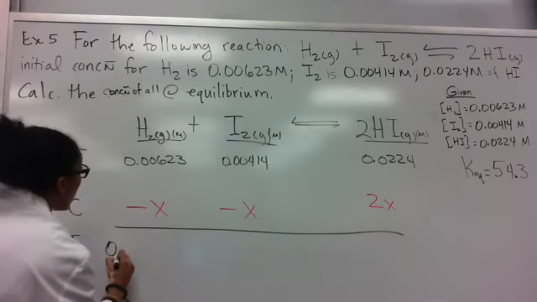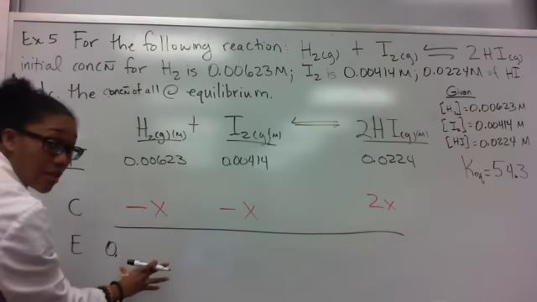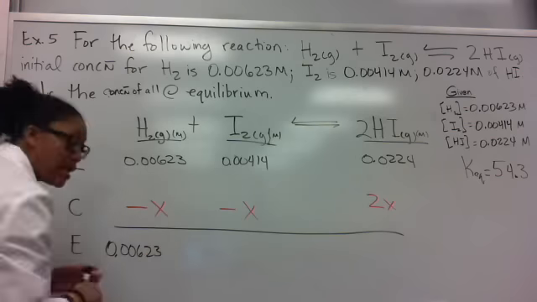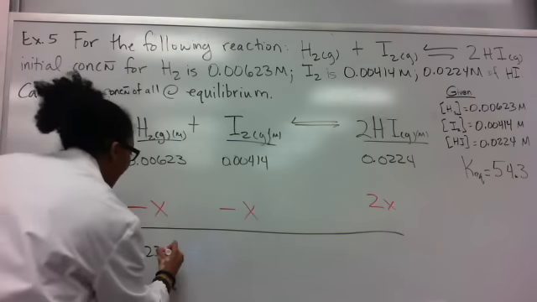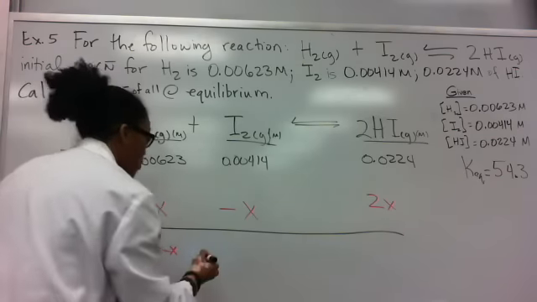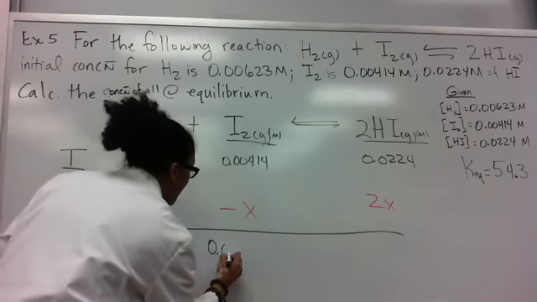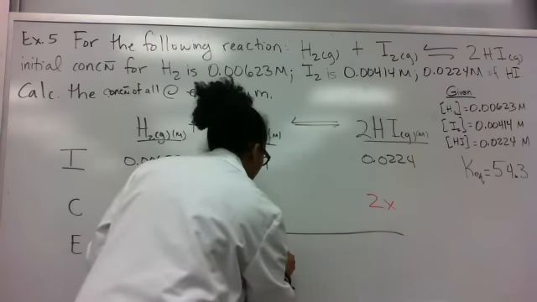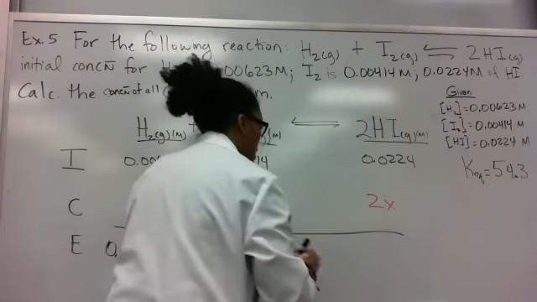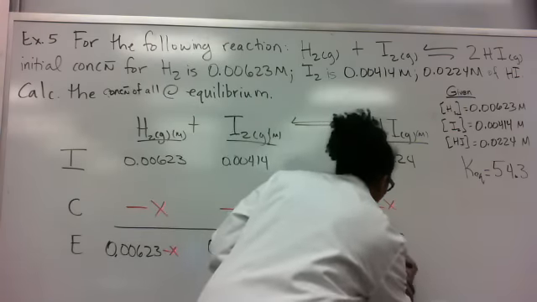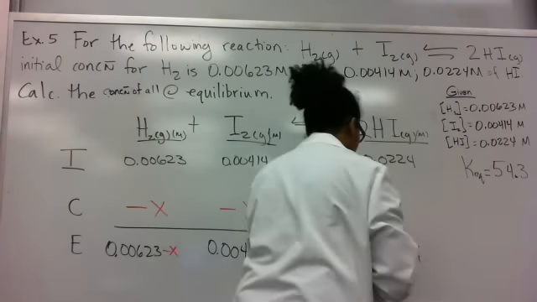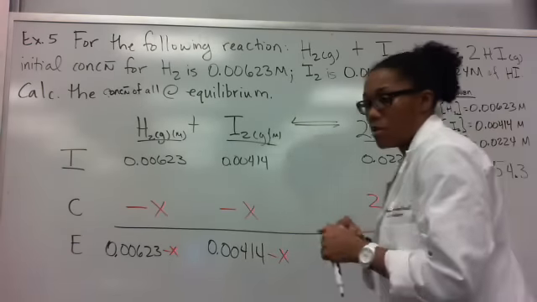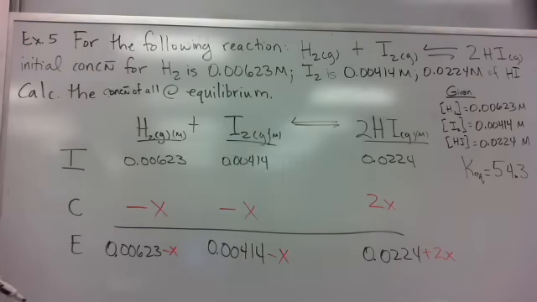So now for H2, again, we're coming down the column here. H2, we have 0.00623. This is what? Minus x. Then we have 0.00414. This is what? Minus x. Then we have 0.0224, and it's what? Plus 2x. I believe that should be plus. I don't think that's not. Yeah, plus 2x.